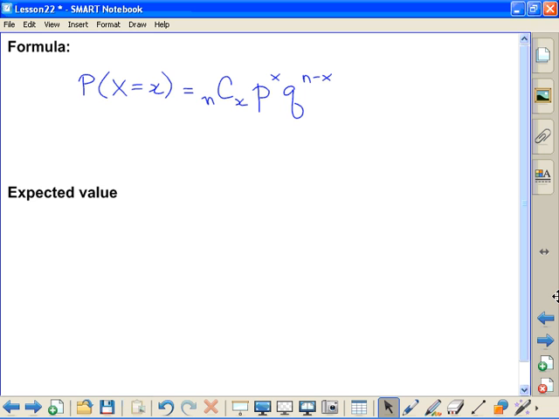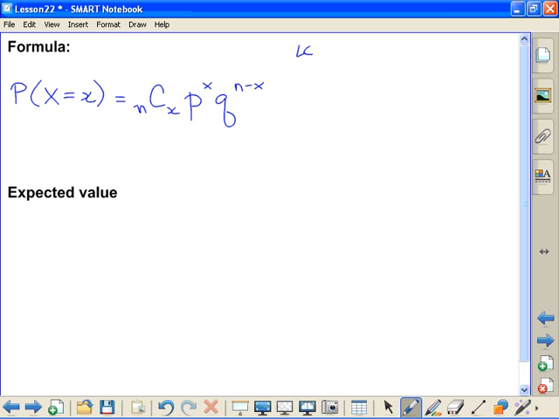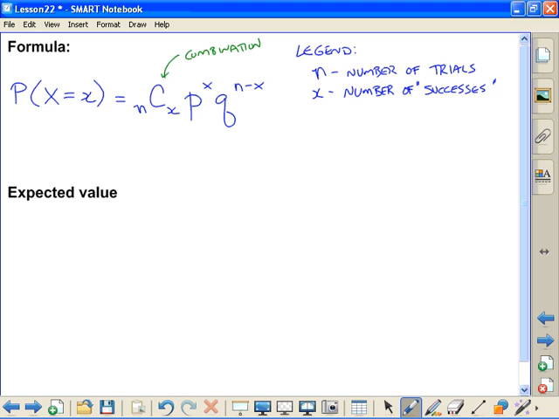Now to simplify that formula, let's give you a legend to work with here. So I'll just group this and slide it over here, off to the side. And keep in mind, this is a combination, so you have to use your combination button on the calculator. All right. We have n, which is our number of trials. X is number of successes. And I will put in brackets the word successes, because I'm going to talk about that a little bit.